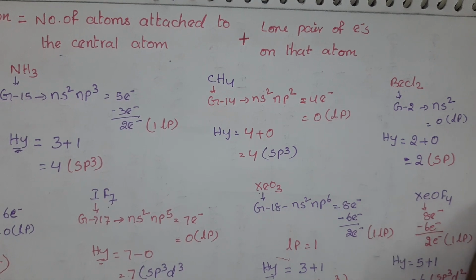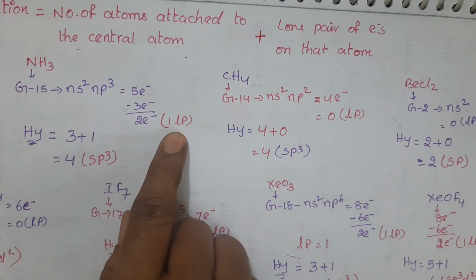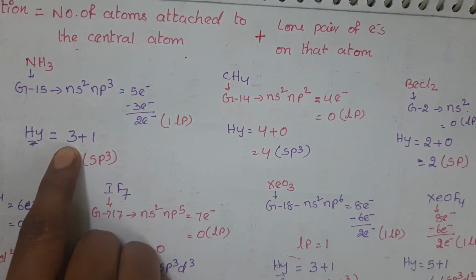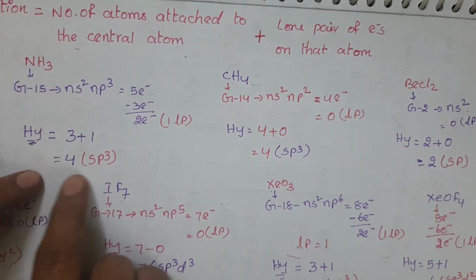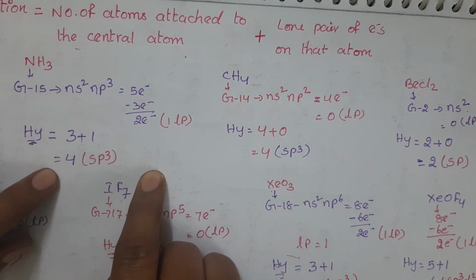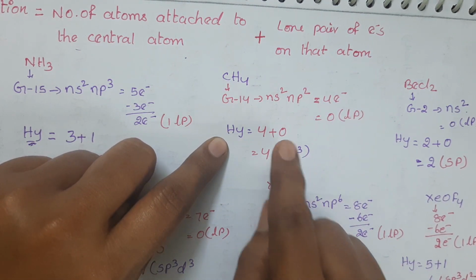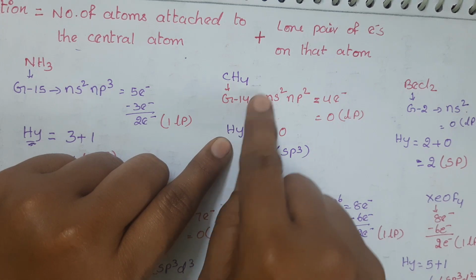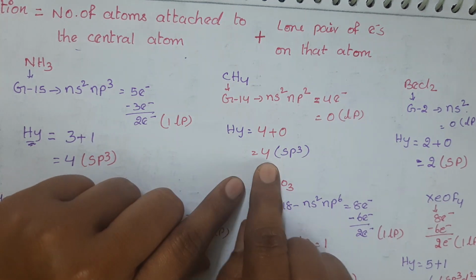In NH3, nitrogen contains 1 lone pair of electrons and 3 atoms are attached to the nitrogen, 3 hydrogen atoms. So hybridization equals 3 plus 1 equals 4. 4 is nothing but sp3 hybridization. In CH4, the number of lone pairs is 0 and the number of atoms attached is 4. 4 plus 0 is nothing but 4.